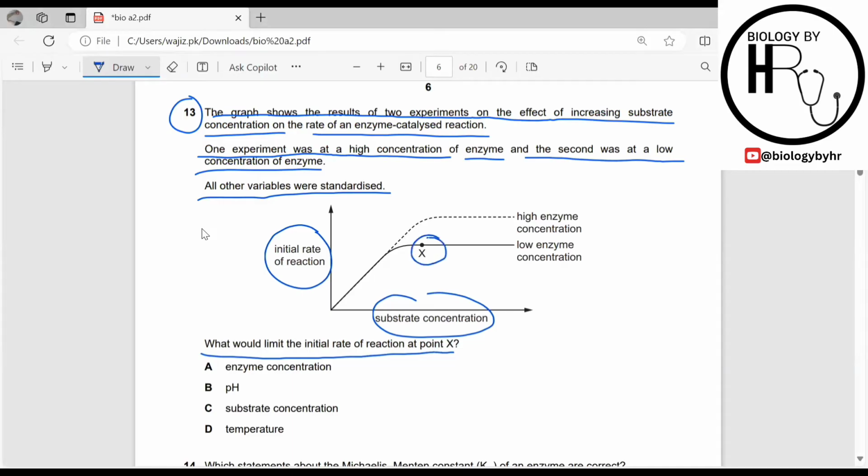So they are basically asking what is limiting the rate of reaction at point X. We can clearly see that as we are increasing the concentration of enzyme, the rate of reaction is also increasing and then it is becoming constant again. So we can clearly say that enzyme concentration is limiting the rate of reaction. Why? Because even though there is a lot of substrate present, if the enzymes are not present, then the enzyme catalyzed reaction will not take place. Hence, the answer over here is option A.